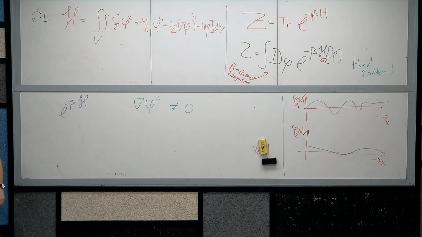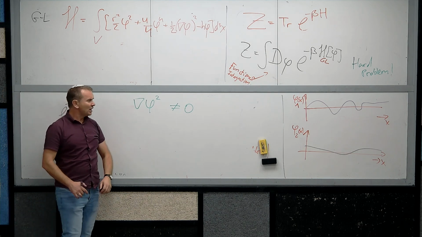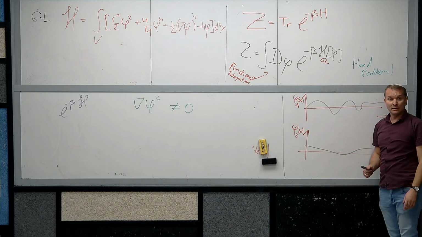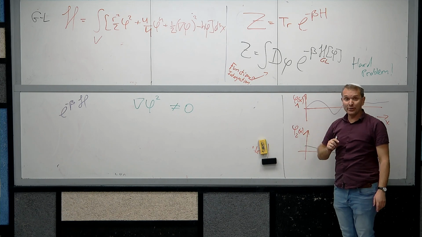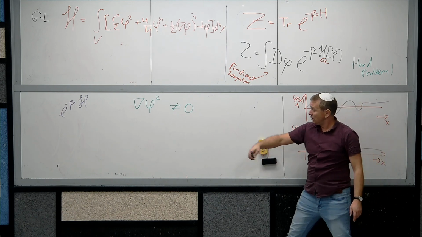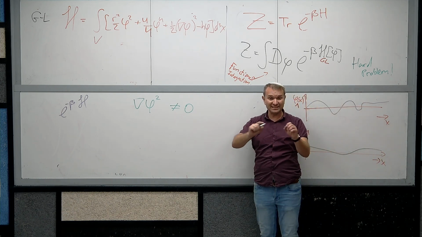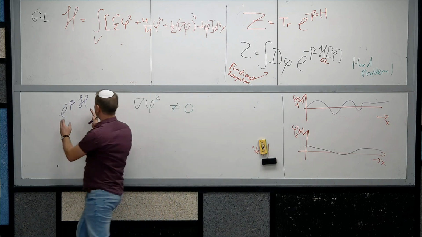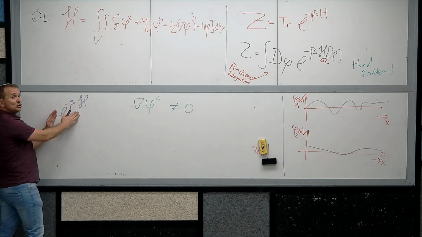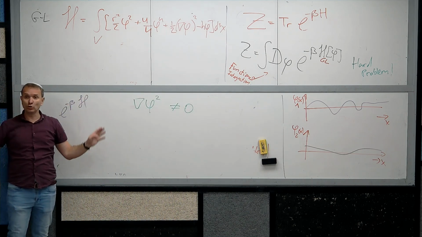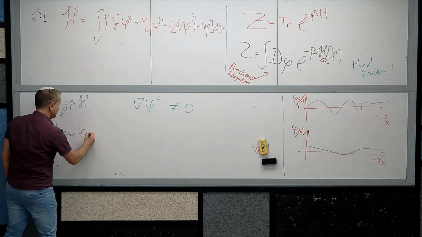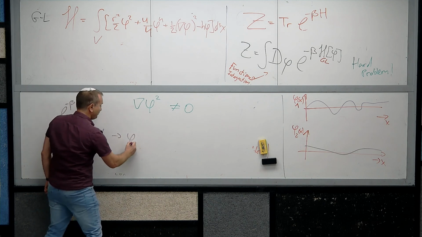So Landau said the following simple thing. Well, of course, I have to assume any possible phi of x. But I know that any phi of x that is not constant is going to contribute something that will make this e to the minus beta h smaller. So I will forget about all those terms. Mean field: phi is constant.